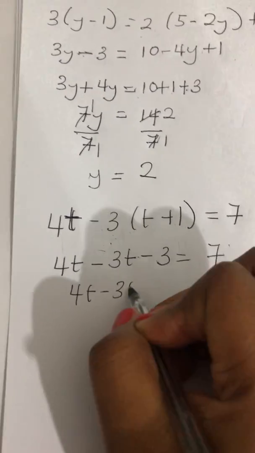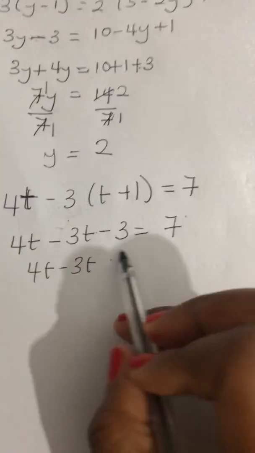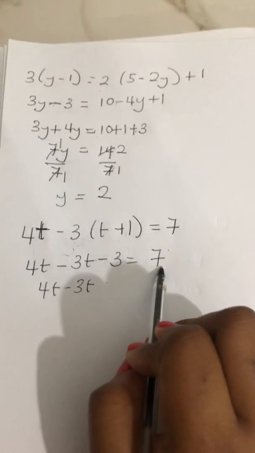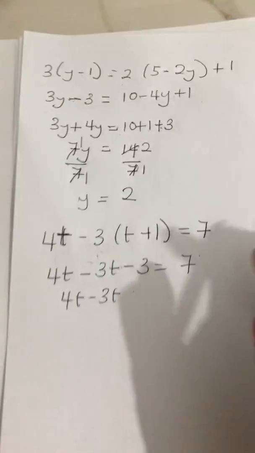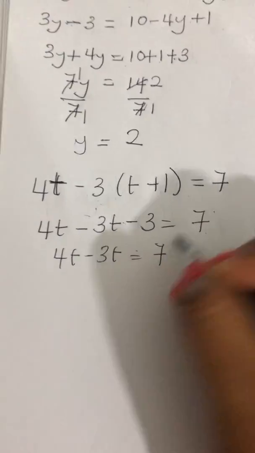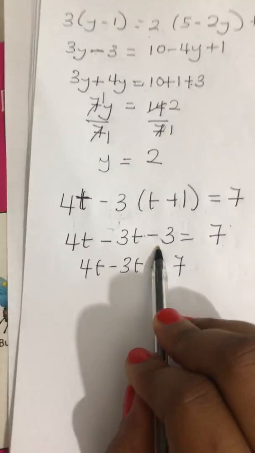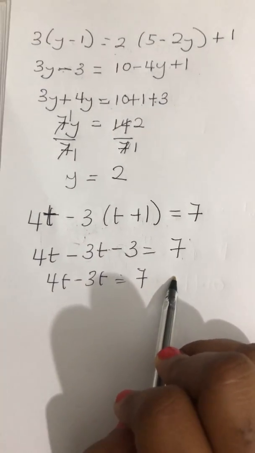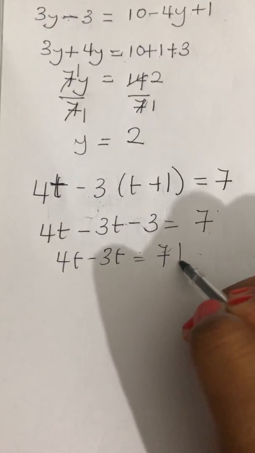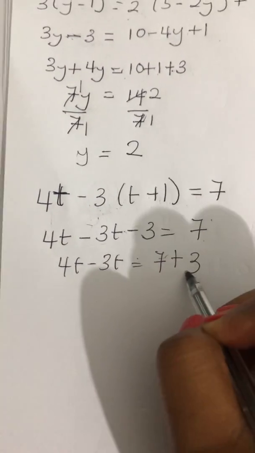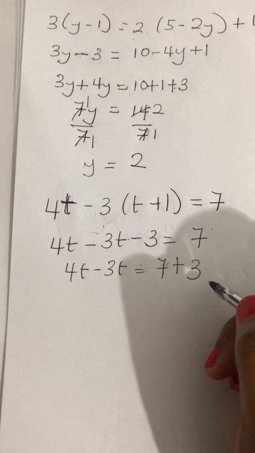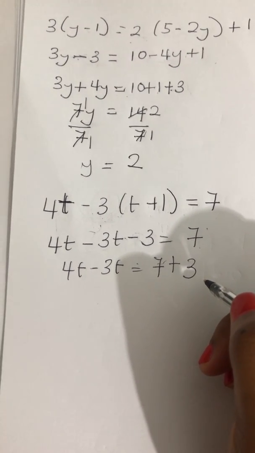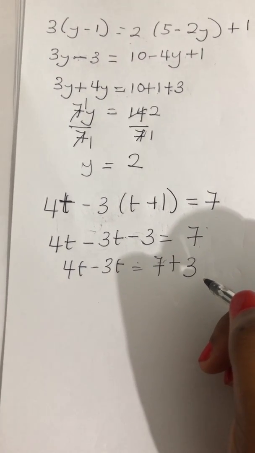4t minus 3t. Then this minus 3, it has to join this 7. It doesn't have t, so it has to go and join this 7. So you have your 7, and this minus 3 is a negative 3. When it crosses the is equal to sign, it becomes a what? A plus 3. It becomes a plus 3.